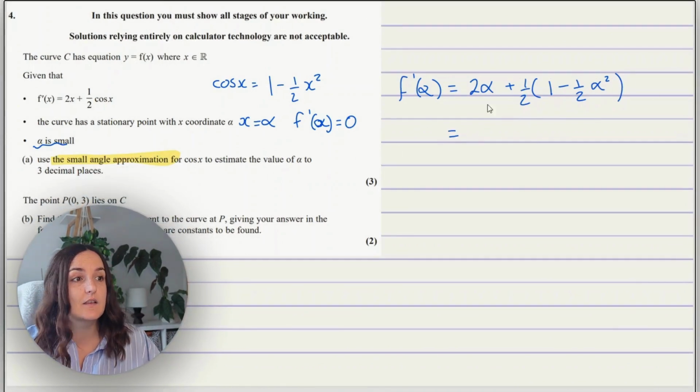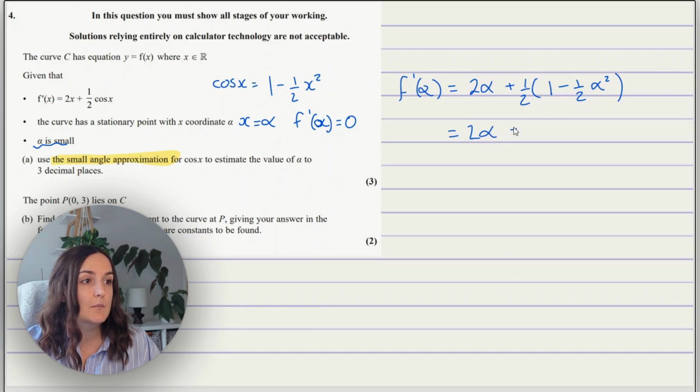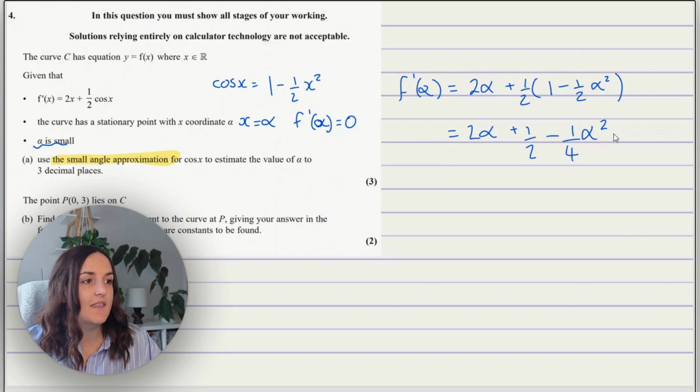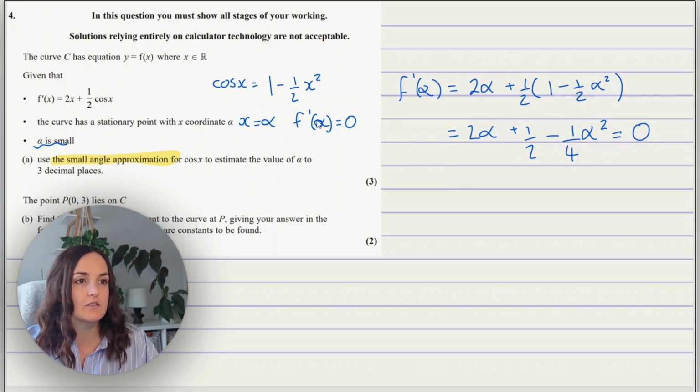Okay, the next biggest mistake is not expanding these brackets properly, and that is probably just because you are rushing in the exam. So this should be 2 alpha plus a half times 1 is a half, and then a half times negative a half is negative a quarter. So it should be negative a quarter alpha squared. Okay, and we're going to set that equal to 0 because we're at a stationary point.